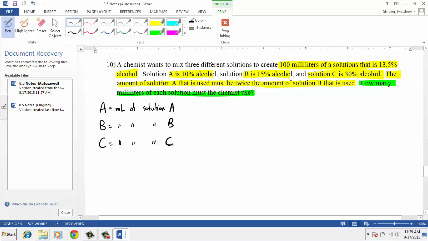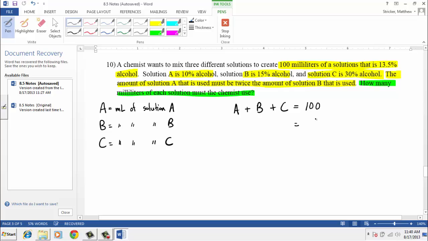We already did one like this with the 2x2 systems. What we know is the chemist wants to mix a total of 100 milliliters. That means that the amount of A plus the amount of B used plus the amount of C, the amounts of A, B, and C mixed together must add up to 100 milliliters. Okay, and then we're going to talk about how much alcohol is actually in there.